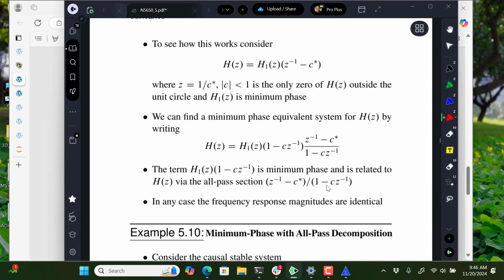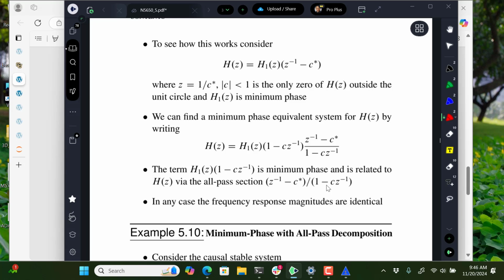We can find the minimum phase equivalent, and the way you can write this down is I can just take the system as defined up above and then to convert it to its minimum phase equivalent, I'm just going to cascade it with the all-pass filter. So the all-pass filter will take care of doing that conversion for us. In this case, H1 of Z times this is minimum phase, and it's related to H of Z via that all-pass section.